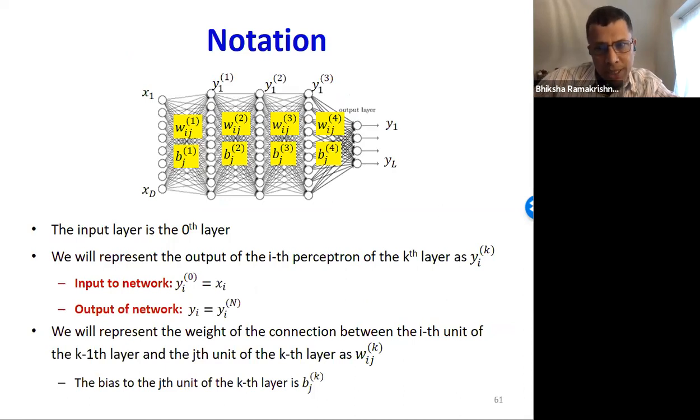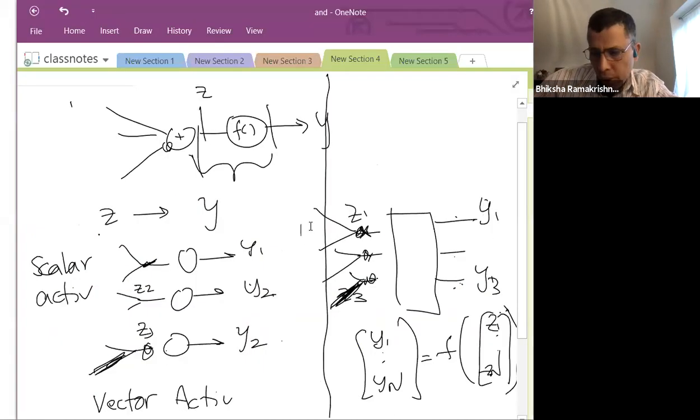Now, before I continue, just a quick notation. I'm like 30 slides behind and 20 minutes to go. Now, here's how we are going to denote everything. I'm going to call the input layer the 0th layer, though the input layer really has no neurons associated with it. It's just the input to the network. We are going to represent the output of the ith neuron in the kth layer, like so. So at any neuron, you have two things happening.